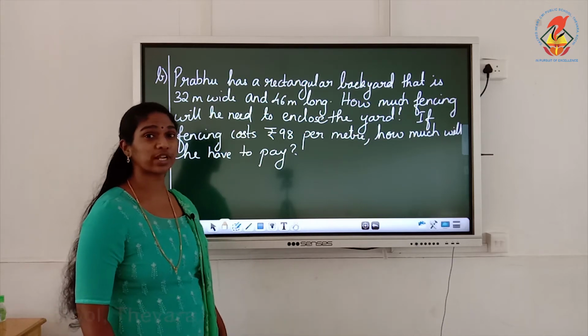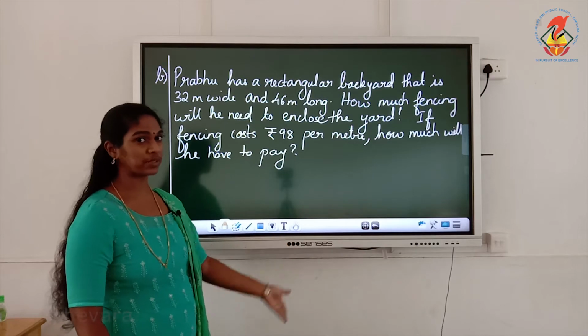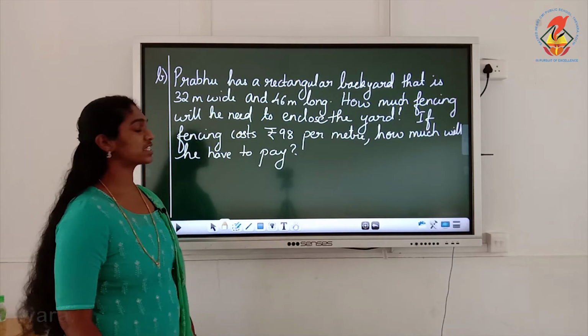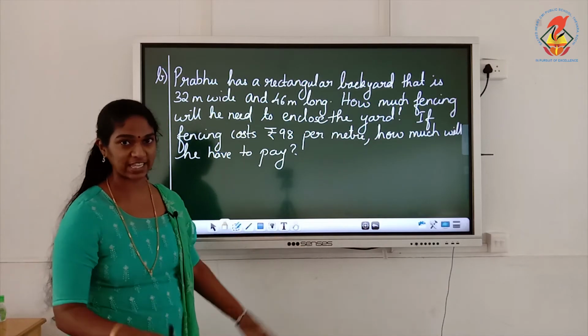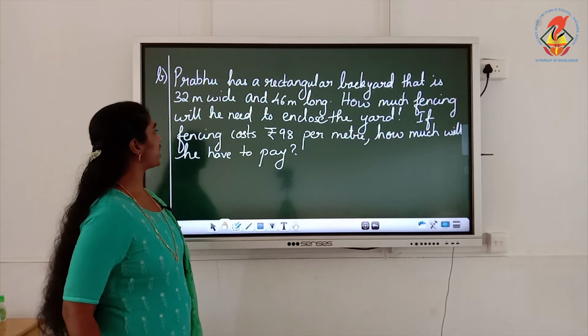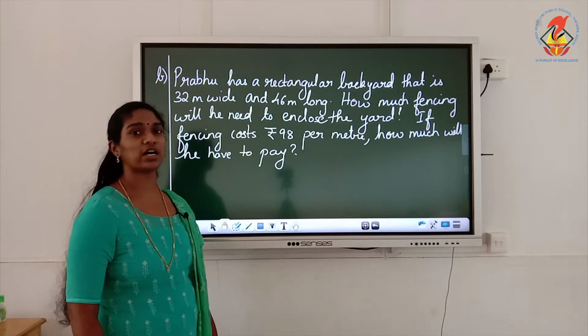Wide means what, children? I told you, width. Width and breadth both are the same. And 46 meter long. That means that is the length. How much fencing will he need to enclose a yard?